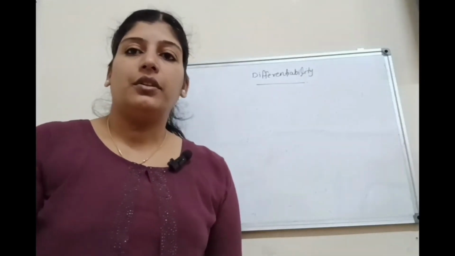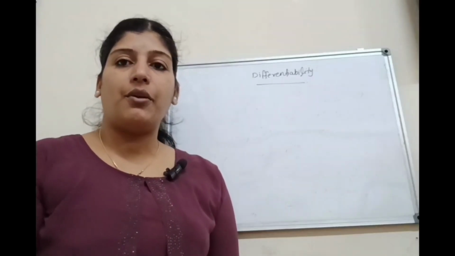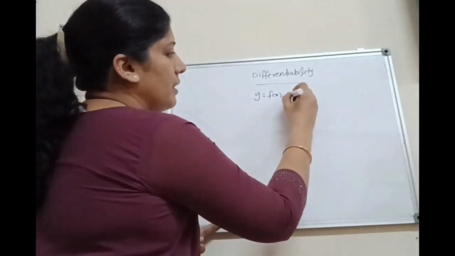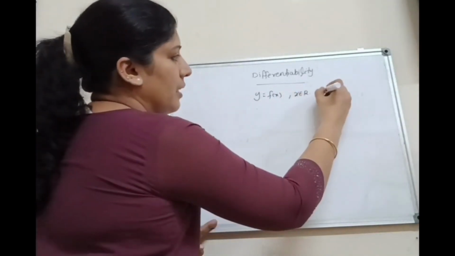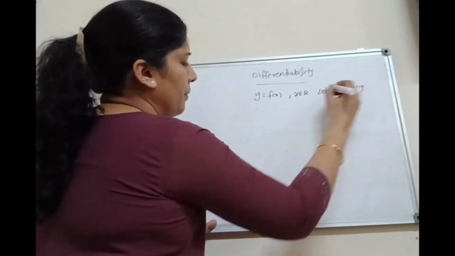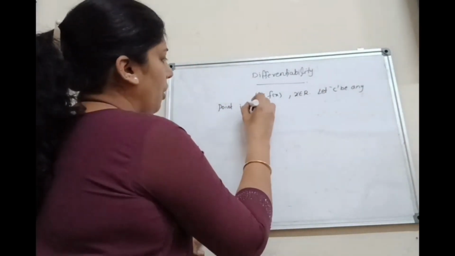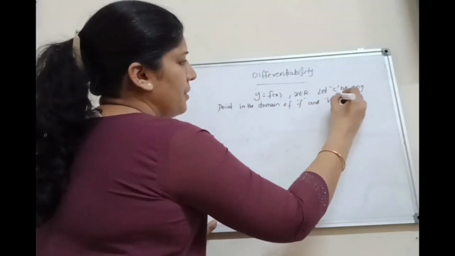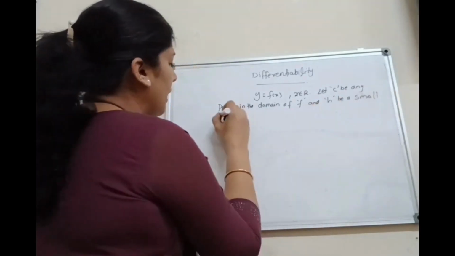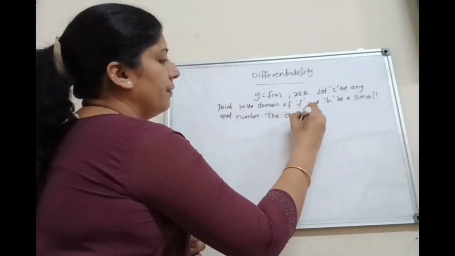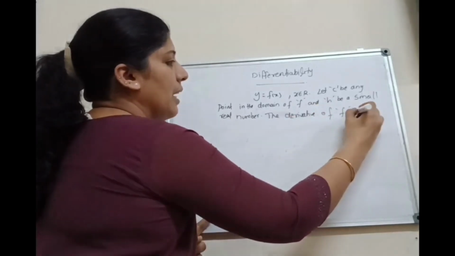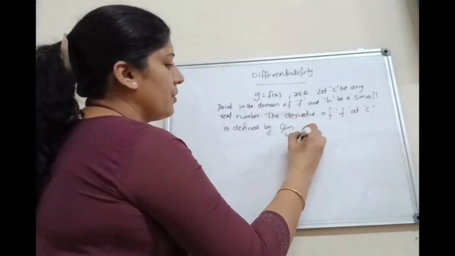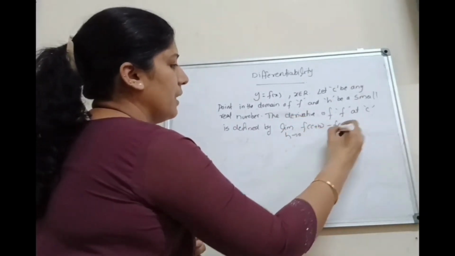In this section, we have to define the operation differentiation on a real valued function f of x. Let us consider the function y equal to f of x be a real valued function, that is, x belongs to the set of real numbers. Let c be any point in the domain of f and h be a small real number. Then the derivative of f at c is defined by limit h tends to 0 of f of c plus h minus f of c divided by h.